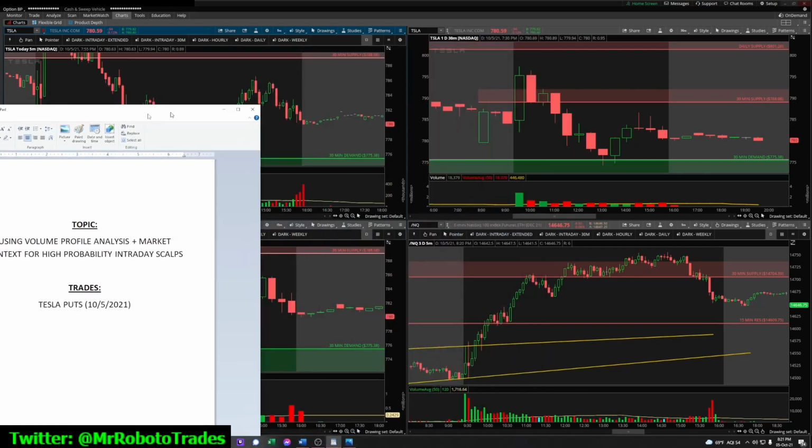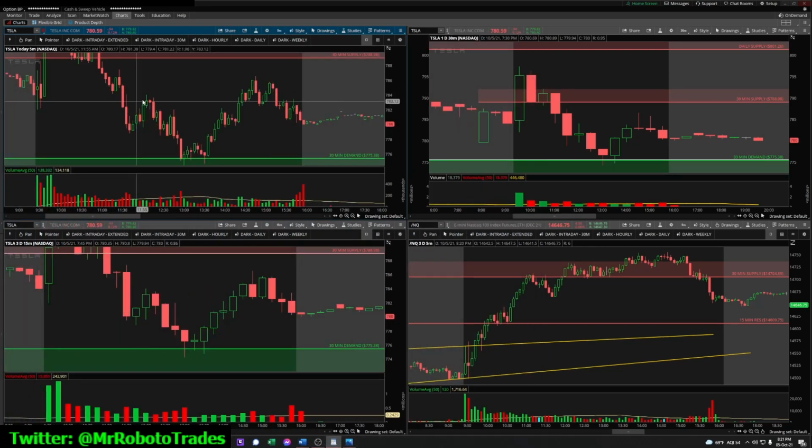Let's dive right in. So this is Tesla, and we ended up taking puts right around the end of day, right around here. And we rode it down all the way to about right here. We did scale some right here. Pretty small move, but this was a $5 move on Tesla, and it was a very profitable, nice intraday scalp, nice base hit to end the day.